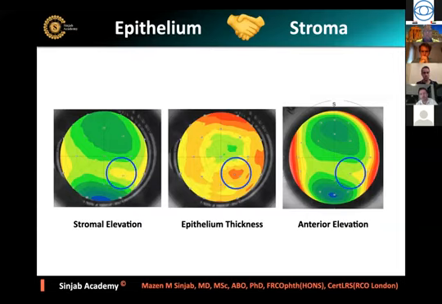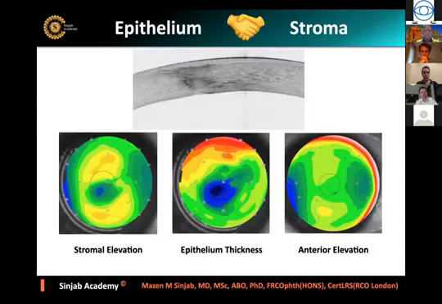This is a stromal elevation, as you see on the left, and the epithelial thickness. Because there is an elevation in the stroma, the epithelium thins in order to hide this elevation, so that you will see on the anterior elevation that there is almost nothing.